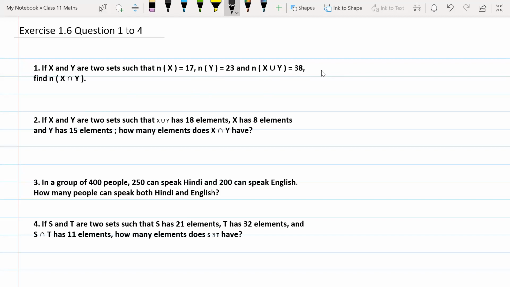We know that by the formula, there is an equation which states that n(X union Y) is equal to n(X) plus n(Y) minus n(X intersection Y). This is the one formula we know, and you have studied that in previous lectures.